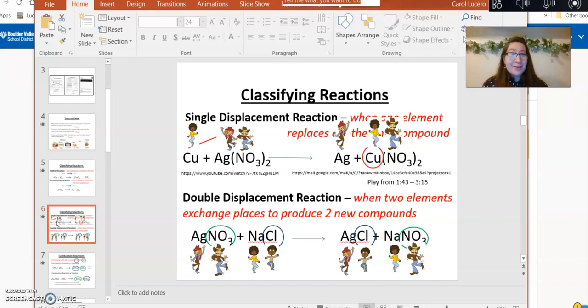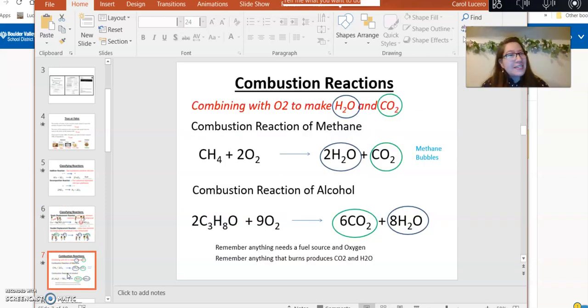Double displacement is a little bit better because you have 2 couples. Even though one couple interacts with the other pair, they find out, oh, I like this person better too. So they both end up with different partners than they started with, but they're both still happy about it. The last one that doesn't quite fit into that analogy is the combustion reaction.